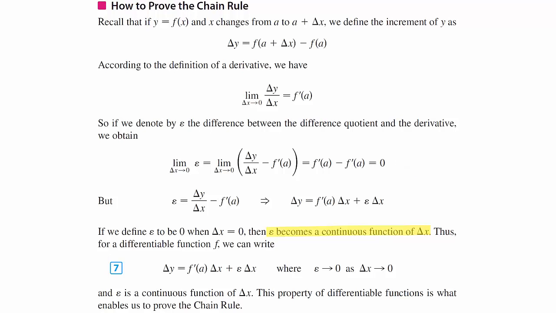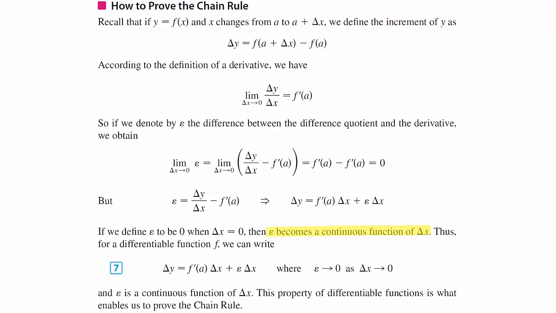Well, why is it continuous? Because we took the limit as delta x approaches 0 of epsilon, we took the derivative. And if you take the derivative of something at a point, that means it's differentiable at that point. And by definition, if a function is differentiable at a point, it is continuous at that point. So we can say that epsilon is a continuous function of delta x.